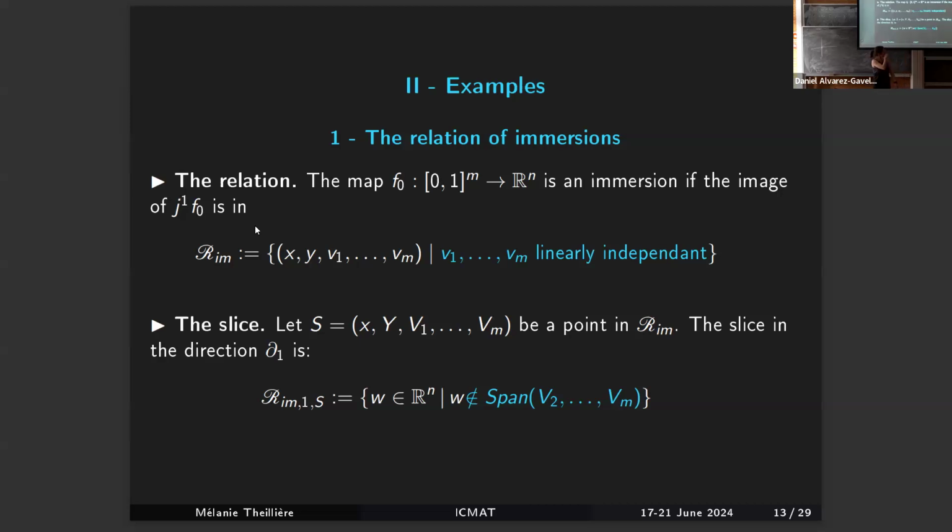So it's an immersion. What is the slice in this case? We fix a point which satisfies the constraint of linear independence. The slice in the direction dy is all possible values, for example, for the first partial derivative, which do not belong to the vector space spanned by the other vectors given in the formal relation, v2 to vm, so that we can find a w such that w, v2, ..., vm are linearly independent. So this is the slice.